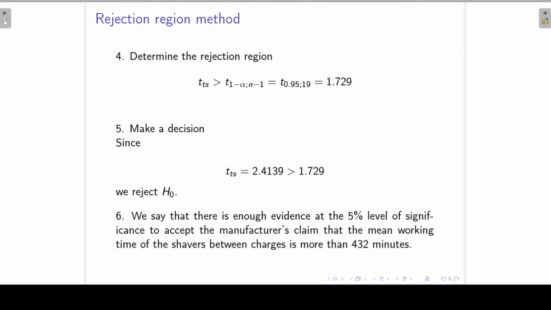In the next lecture, we will repeat step 4, where we make use of the p-value method.